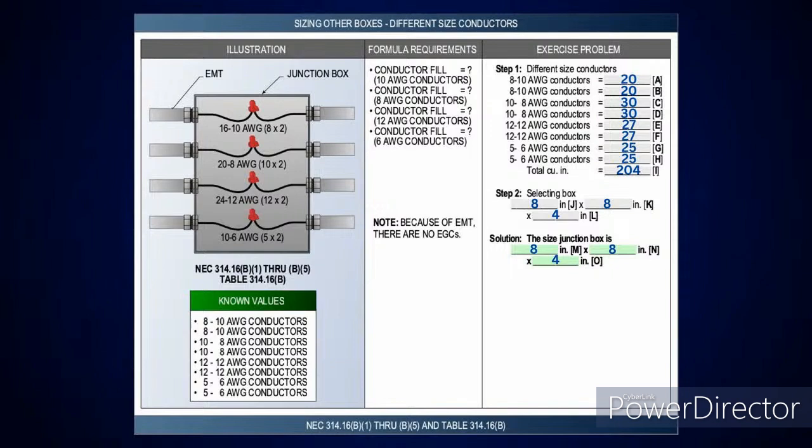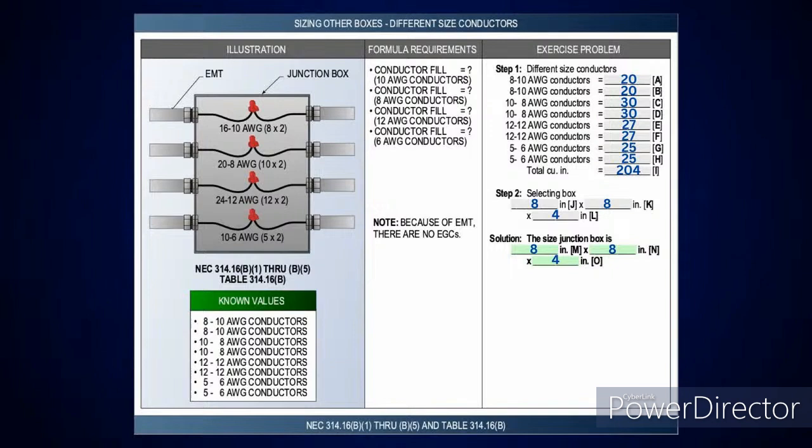I go down to number 12, which is good for 2.25. I got 12 of those. Multiply by 12, that's going to give you 27 for the next two. And then your number 6 is good for 5 cubic inches. So I'll take 5 times the 5 that I have there, gives me 25 for the next two. Total that up gives you 204 cubic inches. And then if I do 8 times 8 and multiply that by 4, that's going to give you 256 cubic inches, which will contain that 204 cubic inches.